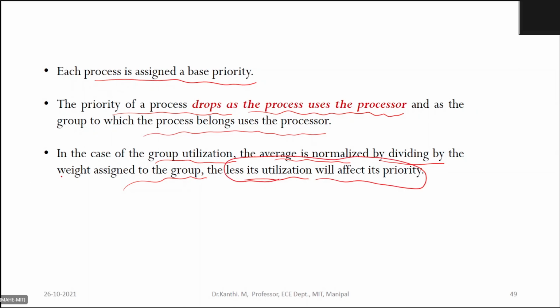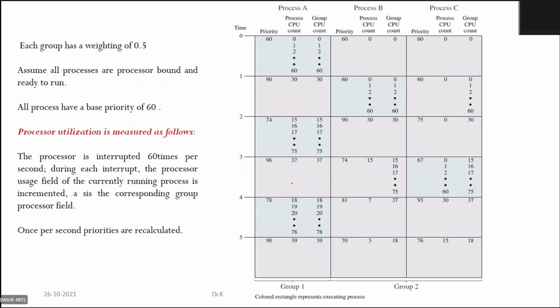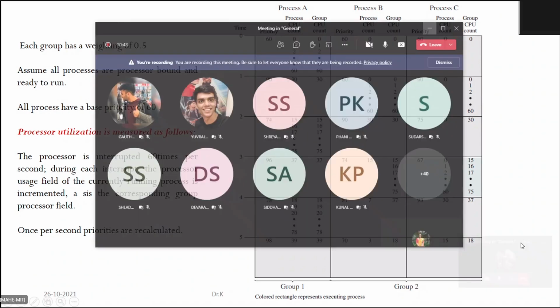This is to be noted in fair share scheduling: the less you utilize, the less it will affect the priority of the process. So let us take an example. It's a random example given over here.